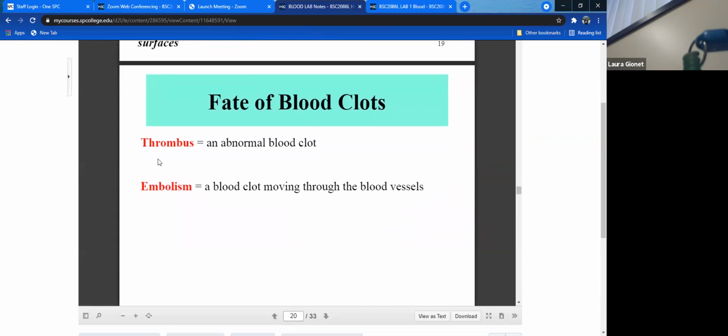The fate of blood clots. A thrombus is an abnormal blood clot that's stationary. An embolism is a clot of some kind that breaks free and is mobile.